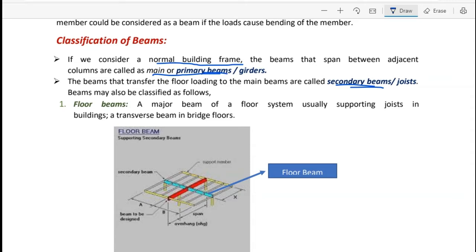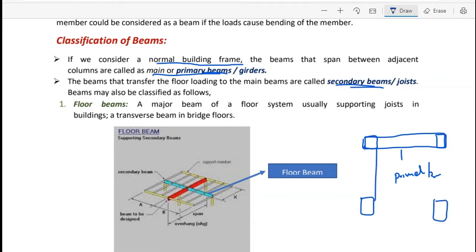Remember, there are other beams also that run from beam to beam. Let me show you this. See, here is a column and here is a column. This is the top view of the column, and there is a beam running over these two columns. This is known as primary beam. But see here, there is another column here, another column here, and there is a beam here, and there is a beam here. So totally there are four primary beams.